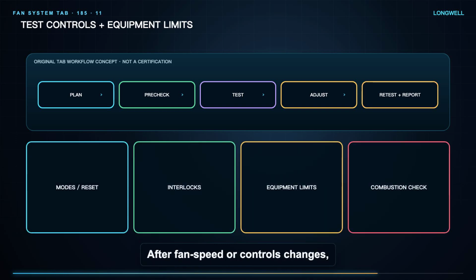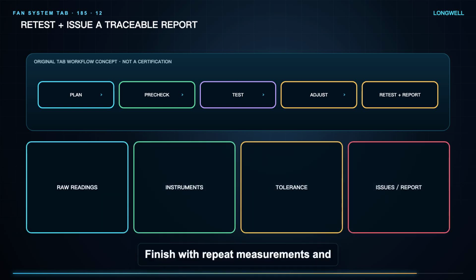After fan speed or controls changes, verify airflow, pressure, current or power, stable fan region, vibration, noise, temperature, coil and heat exchanger limits, ventilation, and combustion criteria where applicable. Functional testing separately exercises modes, resets, staging, interlocks, alarms, command and feedback, sensor failure, power restoration, and safe fail behavior under approved change control. Finish with repeat measurements and a traceable report.